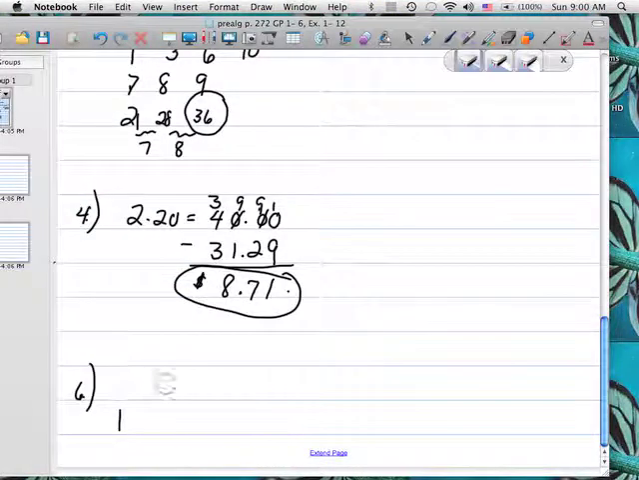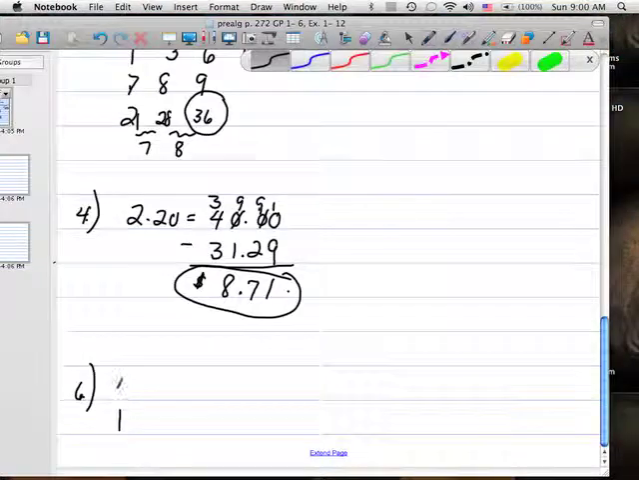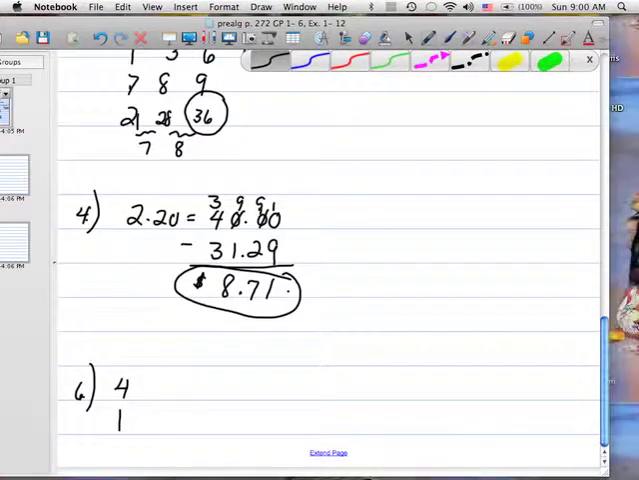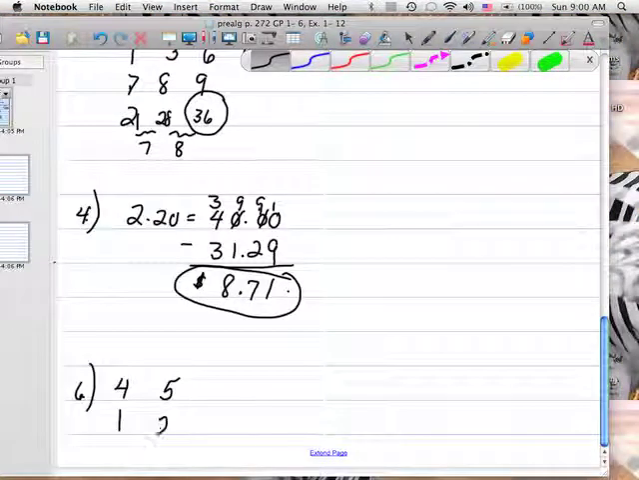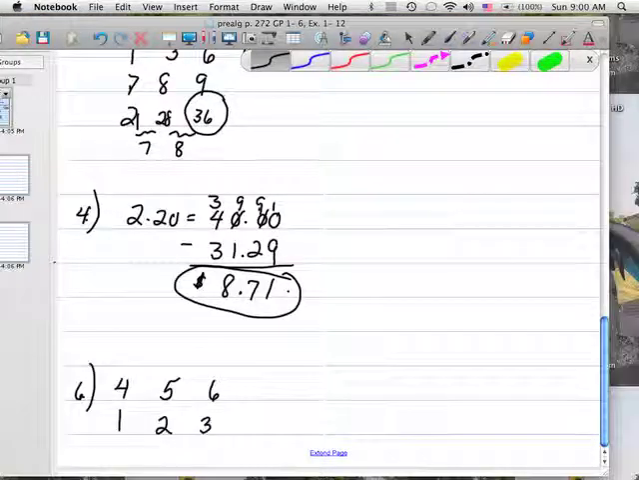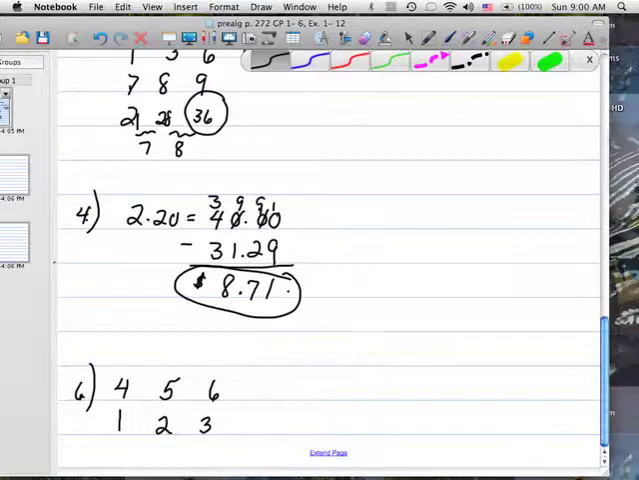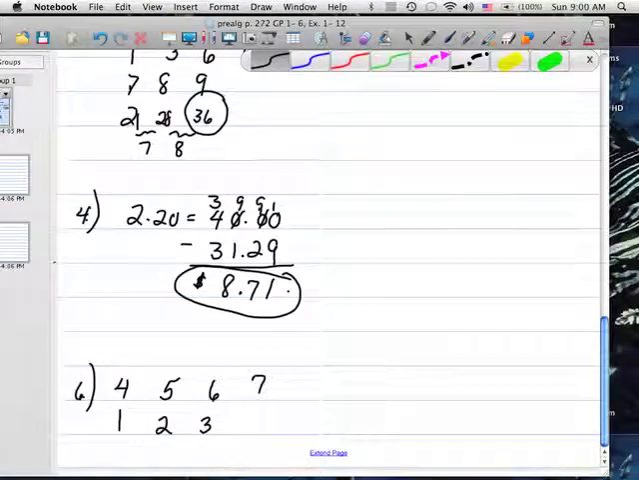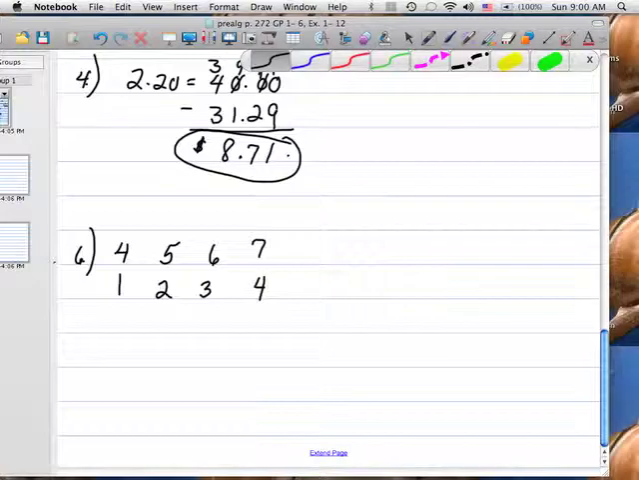Let's go back and change this. So from a 4-sided figure, I can get one diagonal from one vertex. From a 5-sided figure, I can get 2. From a 6-sided figure, I can get 3 diagonals from one vertex. And from a 7-sided figure, I can get 4. Let's see if we can figure out a pattern here.